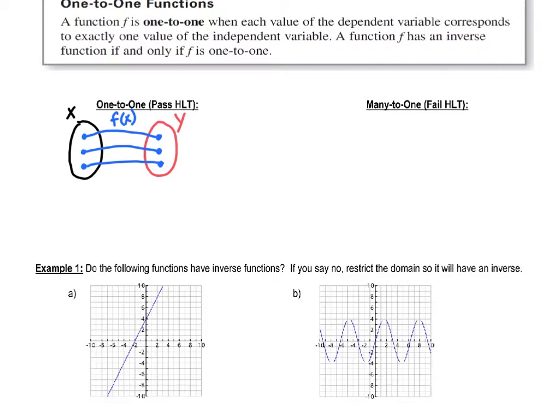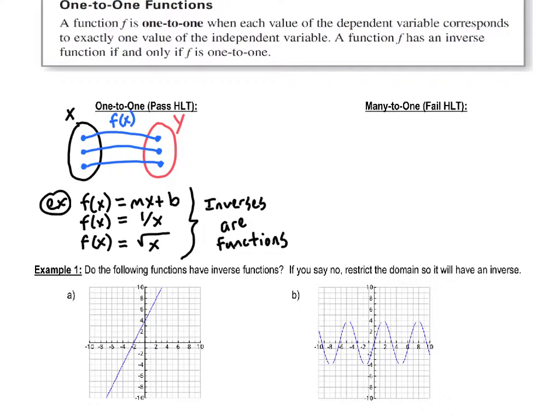So I would like you to draw this diagram which shows what a one-to-one function will look like. So notice on the left we have a domain, and those x values get mapped to certain y values. Notice what's happening. Each x goes to exactly one y, and there aren't two different x's going to a single y. So since every y is unique and is only used once, this is what we call one-to-one.